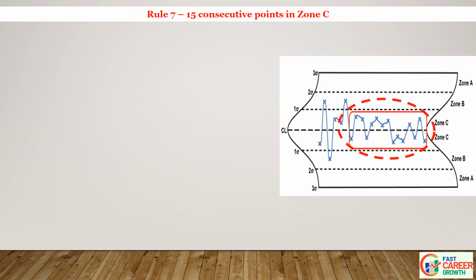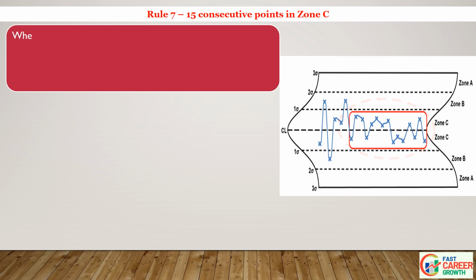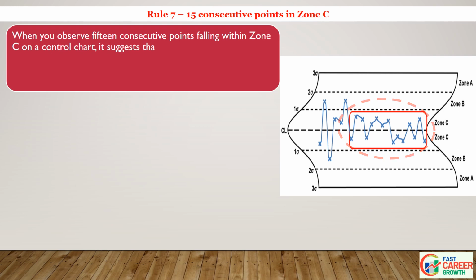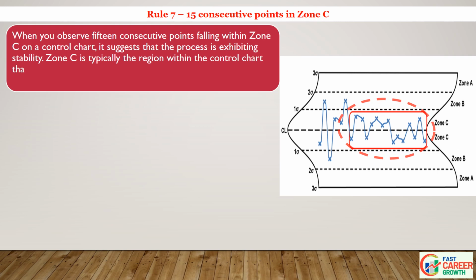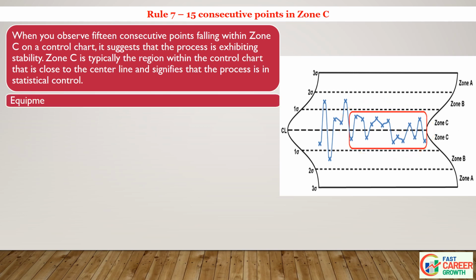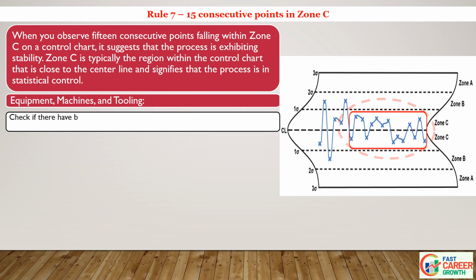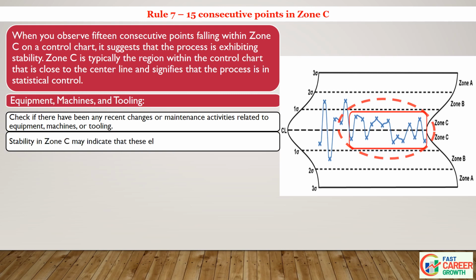Next, SPC Rule 7. When you observe 15 consecutive points falling within Zone C on a control chart, it suggests that the process is exhibiting stability. Zone C is typically the region within the control chart that is close to the center line and signifies that the process is in statistical control. Equipment, machines, and tooling. Check if there have been any recent changes or maintenance activities related to equipment, machines, or tooling. Stability in Zone C may indicate that these elements are performing consistently.